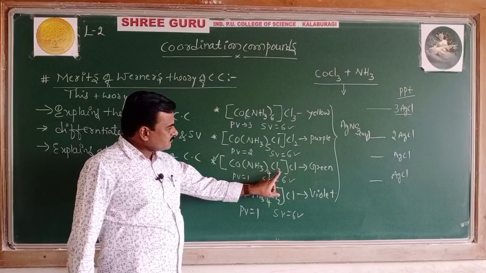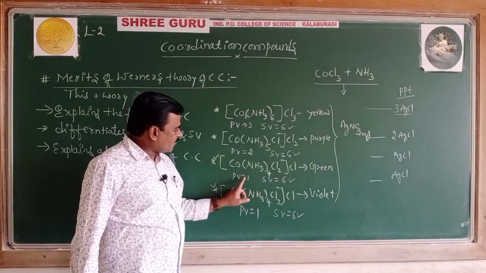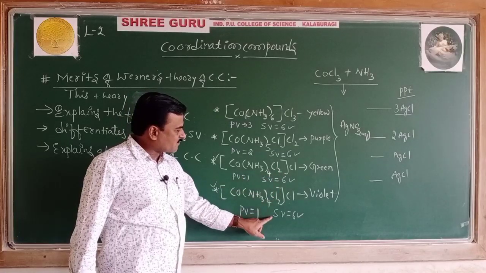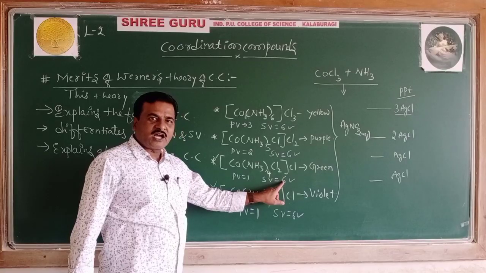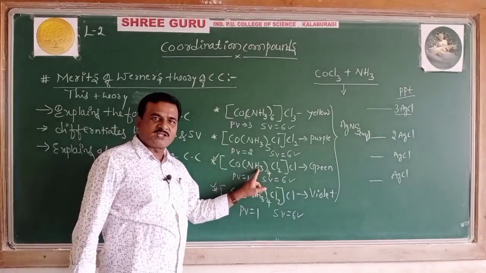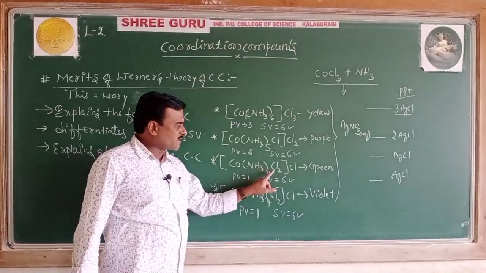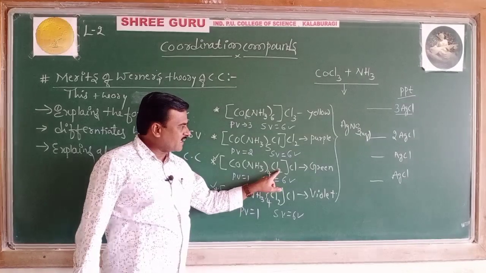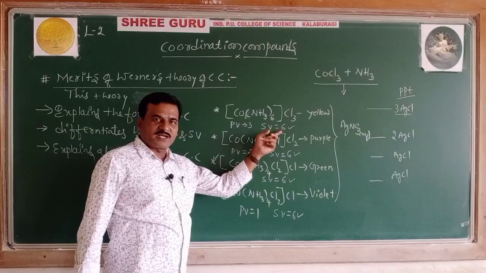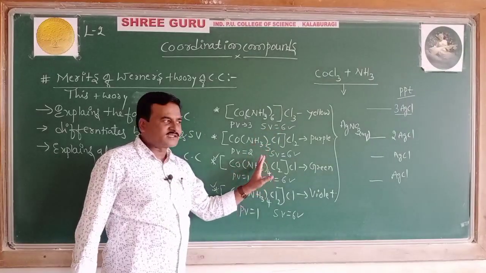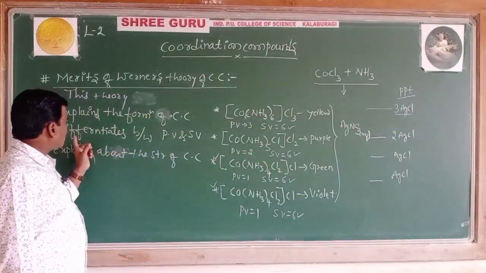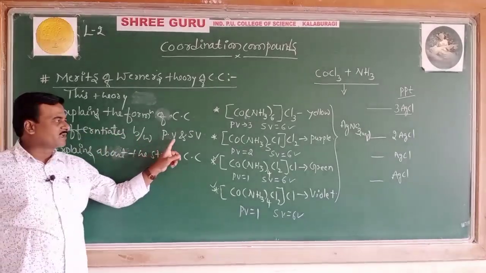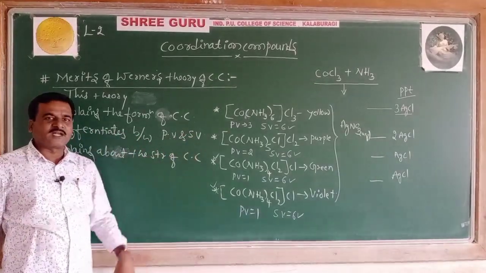Now, coming to complex 3 and complex 4, the secondary valency is 6. Out of 6, 4 are satisfied by neutral ammonia molecules and 2 by chloride ions. You can notice here that the chloride ion satisfies both the primary valency as well as the secondary valency. This is how Werner was able to differentiate between the primary and secondary valencies.